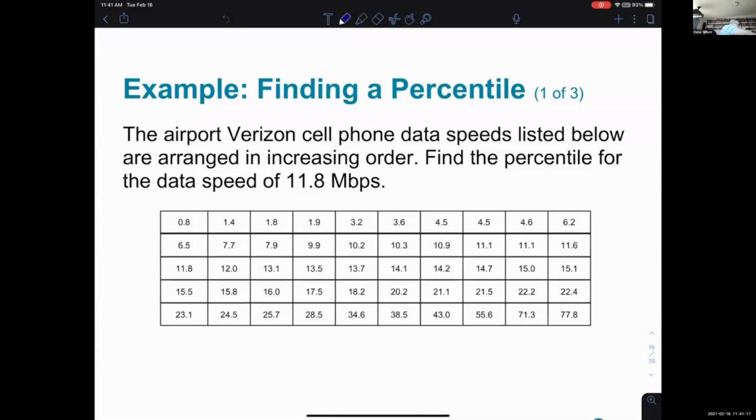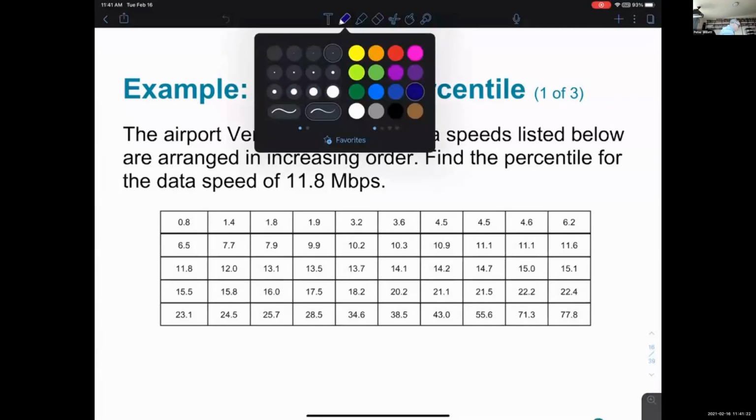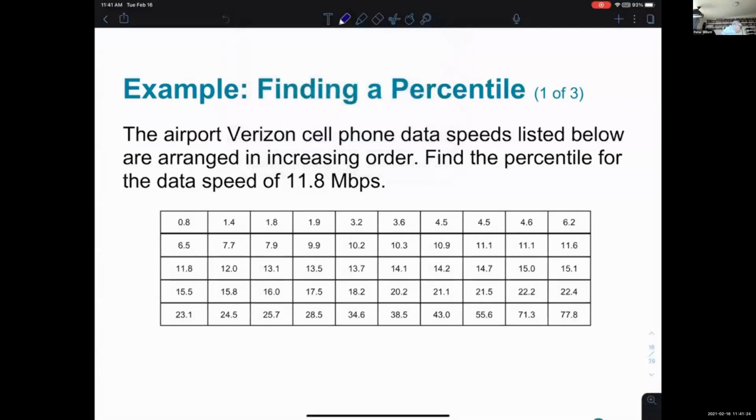So I think they're going to do some of this for us in the following slides, but let's think about working this together. So first thing I would do is I would say they want 11.8. Where is that? That's right there. And on my list, all the stuff above there are the ones that are less than that because the list is arranged from lowest to highest. So that means that there are 20 values less than 11.8.